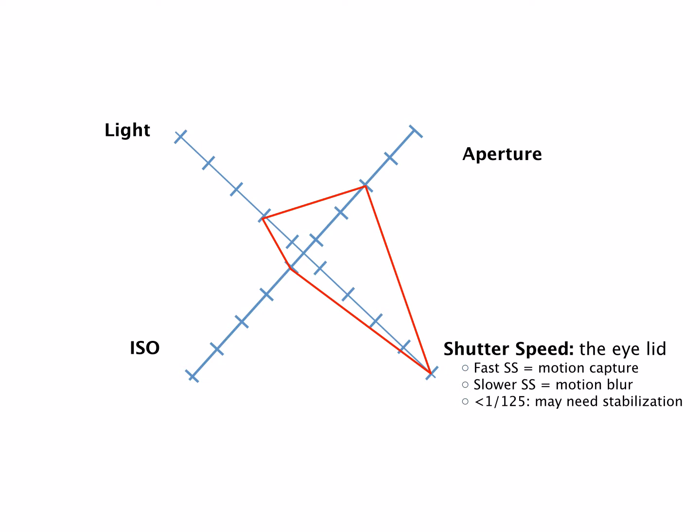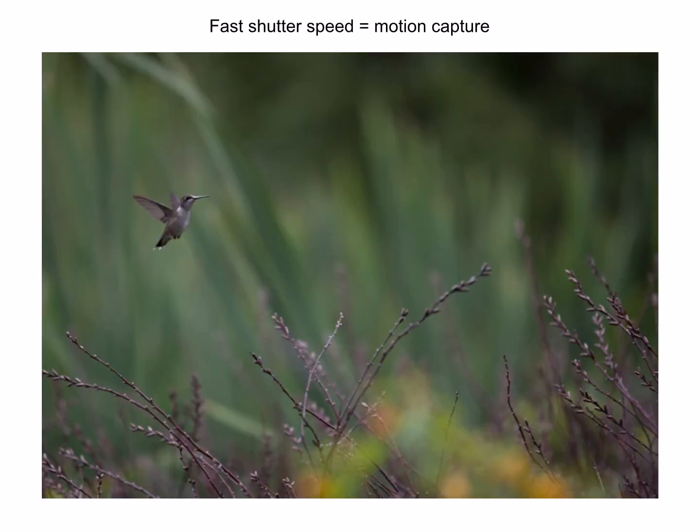Also, if your shutter speed gets below 1/125th of a second, just keep in mind that you may need stabilization. You're not able to hold the camera steady sufficiently to avoid blur, and you may need something like a tripod or other artificial support. So here's an example of fast shutter speed. This is with a 70 to 200 zoom lens, and what you can see with this hummingbird is that it looks as if it's just frozen in midair. So interesting. Hummingbirds are always fun to take pictures of.